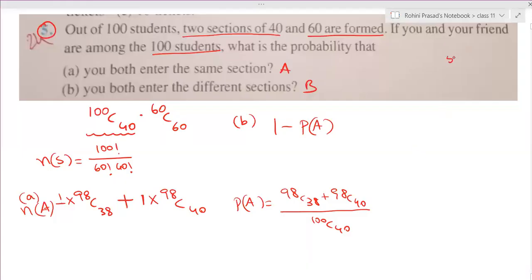Suppose there are 5 people in the class: student 1, student 2, student 3, student 4, student 5. Suppose for the sports committee I need to select 2 people, and for the cultural committee 3 people. Both are happening at a time, so I can't select the same student for both. So obviously out of the 5 students, I need to send 2 to the sports and 3 to cultural. How many ways can I do that?